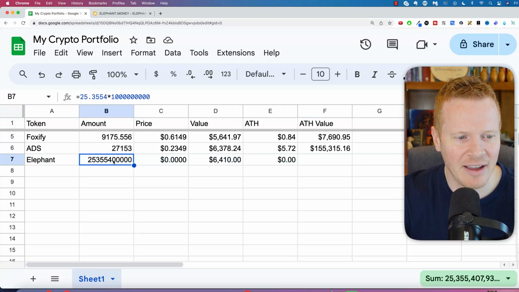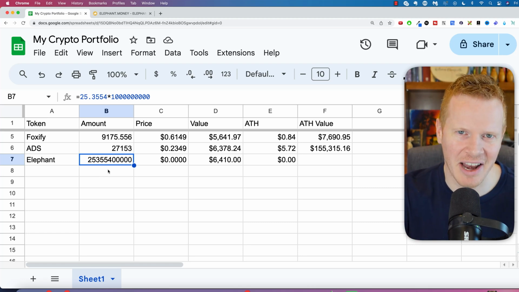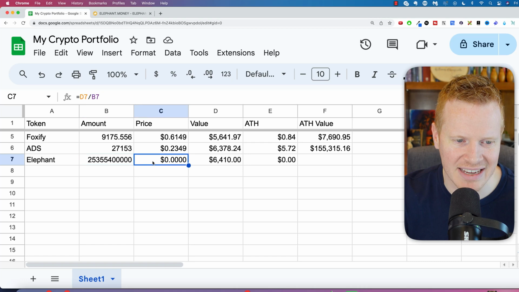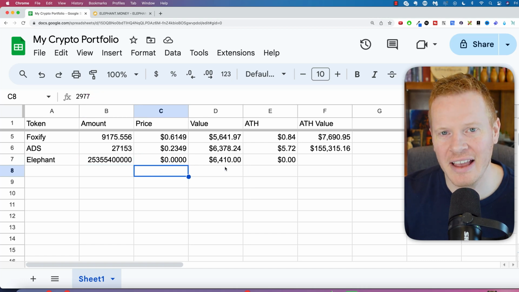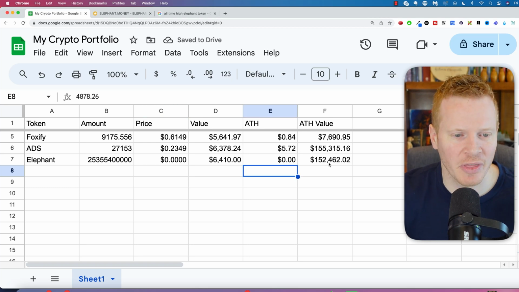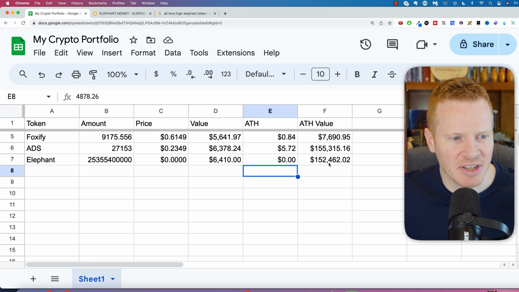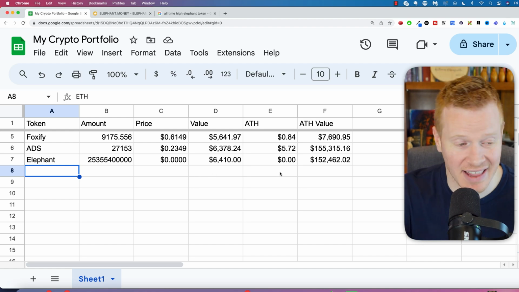Who knows? I have 225 billion. One thing I don't like about Elephant is they use too big of numbers. Like the price, you can't even really see. There's too many zeros in it. But I currently have, it's worth 6,400 bucks right now. If we reach all-time highs, it'll be worth 150K. So again, I'm just going to hold on to it. We'll see what it does through the bull market. Love the community. Awesome community. A lot of Christians in that community.